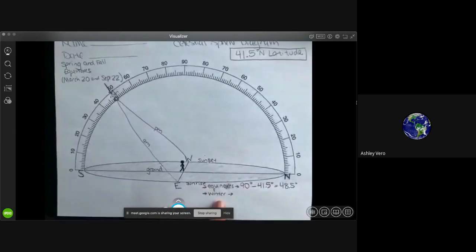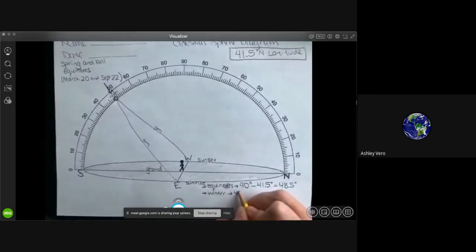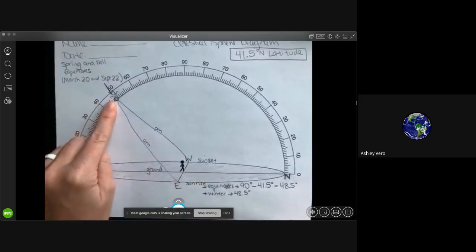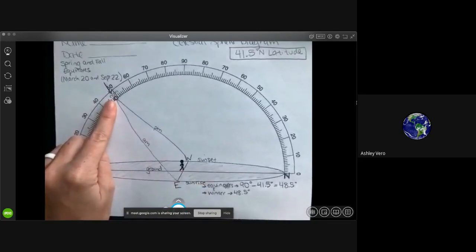So for the winter path, what we're going to do is we're going to take the number we had here, 48.5 degrees. Remember how we got that. We're going to take our 48.5 degrees. Again, it's this number right here. And remember, the winter path is shorter.